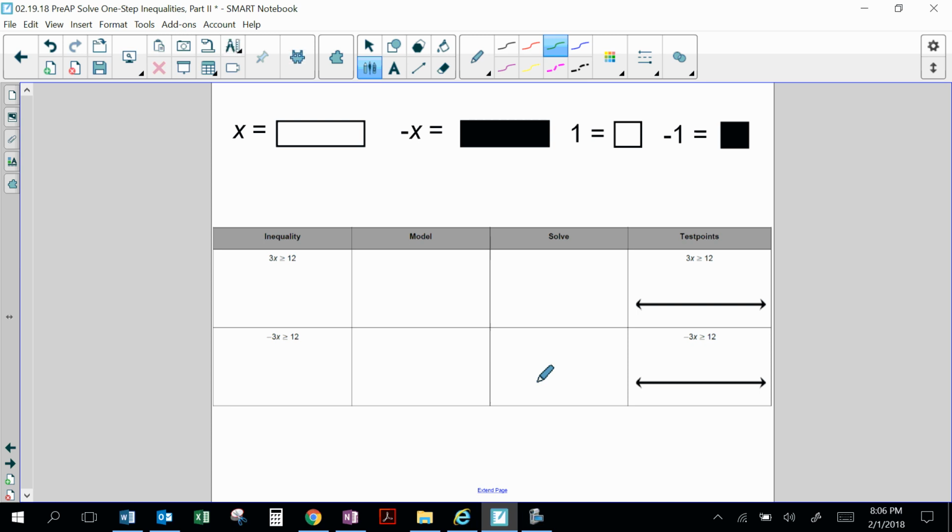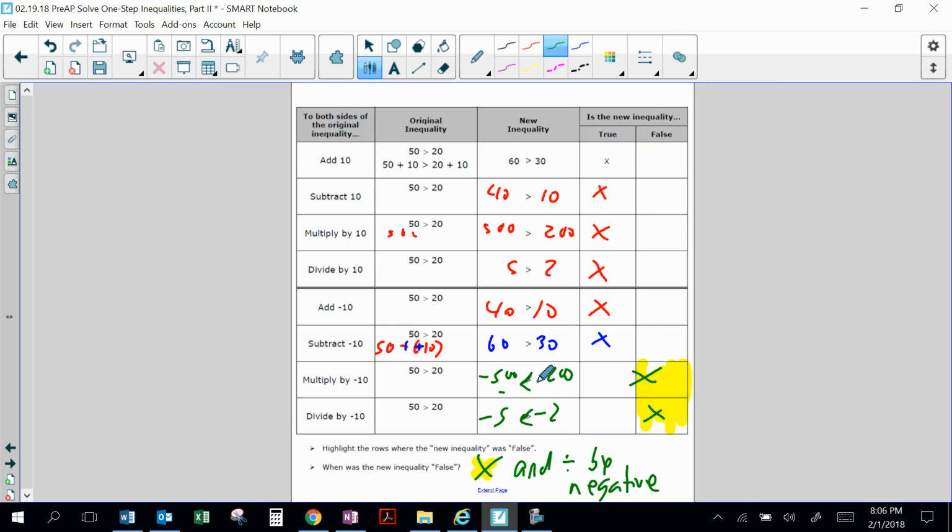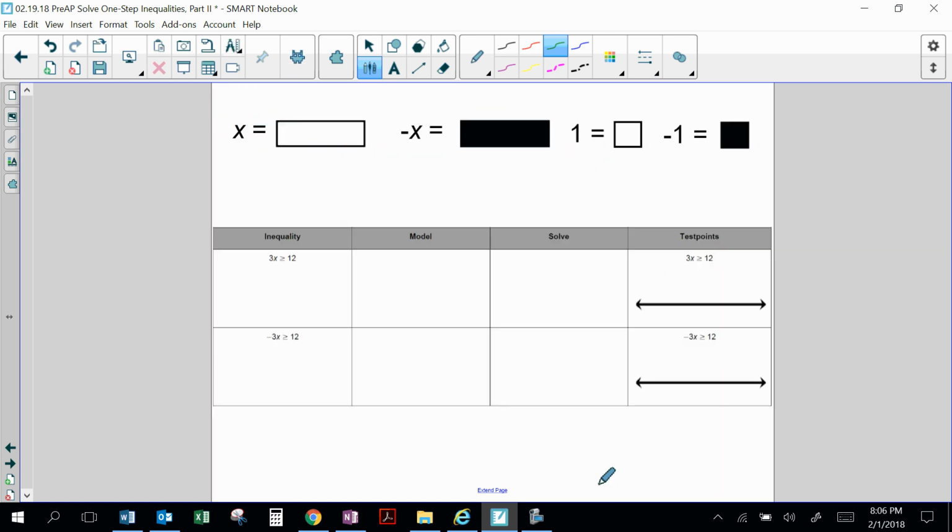So now we are going to show you through modeling to prove this point. Why do we reverse the sign when we're multiplying and dividing by negative numbers? Let's look at our first example. We're going to use algebra tiles. I'm going to draw this. Model it. You have 3x is greater than or equal to 12. 1, 2, 3, 4, 5, 6, 7, 8, 9, 10, 11, 12. So each x needs 4 units. So the answer will be x is greater than or equal to 4.